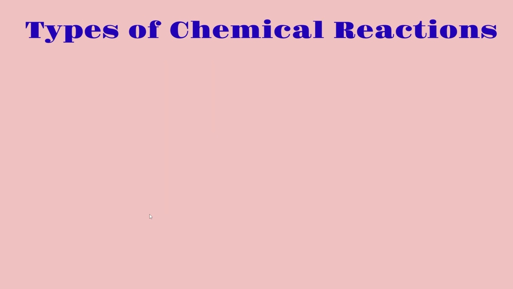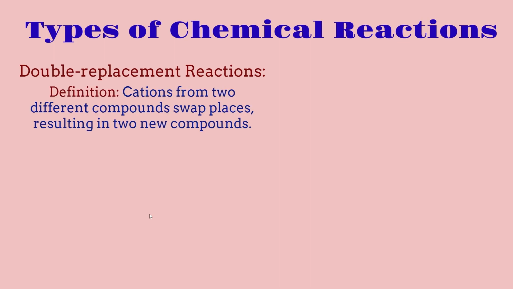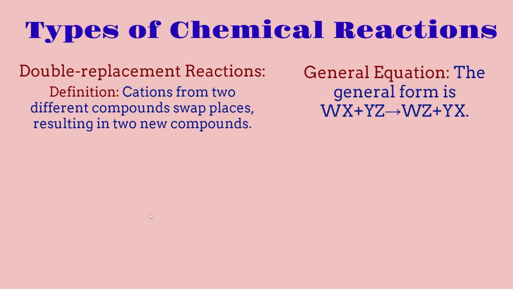And moving on to our last one, we're going to cover double replacement reactions. The definition is that cations from 2 different compounds swap places, resulting in 2 new compounds that form. And for the general equation, the form would be like this: WX plus YZ is equal to WZ plus YX. You can just technically say that they just swapped spots. So W in this case goes with Z and X goes with Y. So that's how the general form looks.